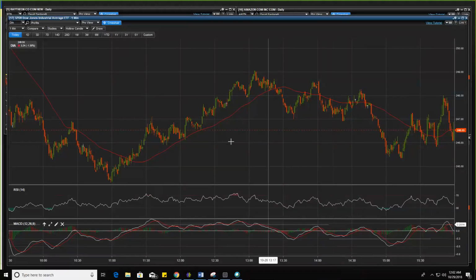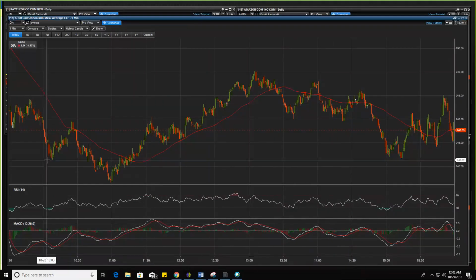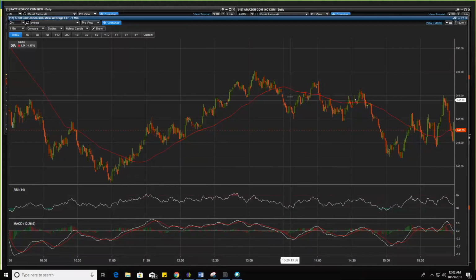You have simple entry and exits. Once you can follow that, we can go on to the next step where we have tighter stops and tighter entry and exits. But for right now, simple strategy: 50-day, full body above is your entry, full body below is your exit.